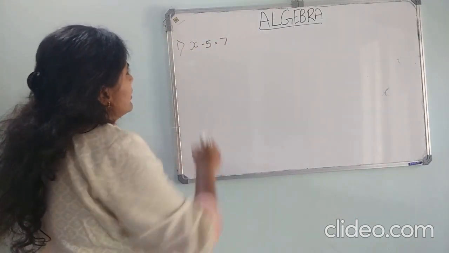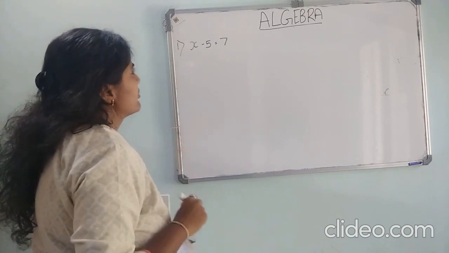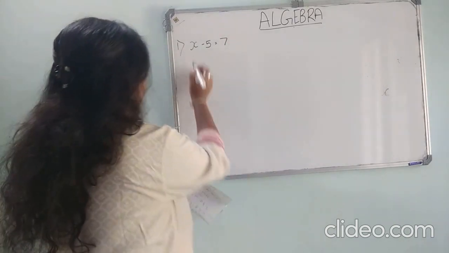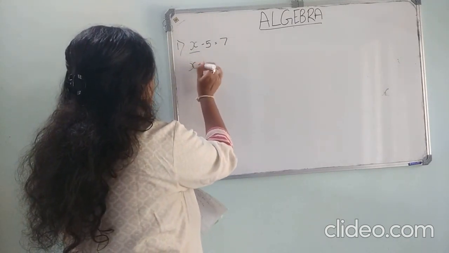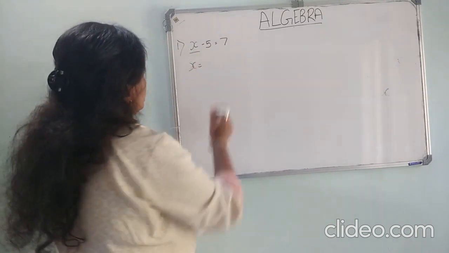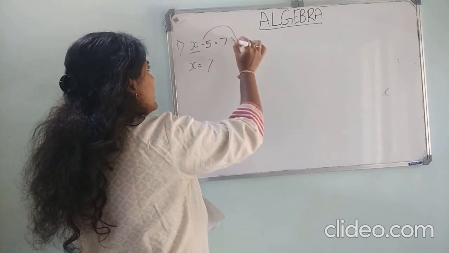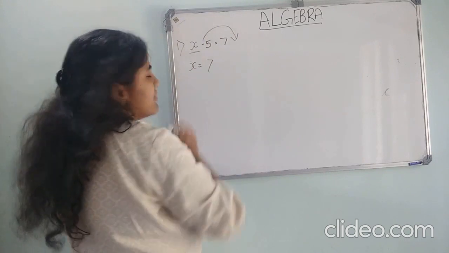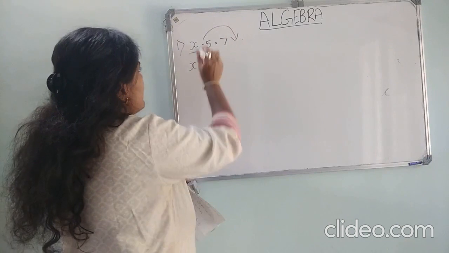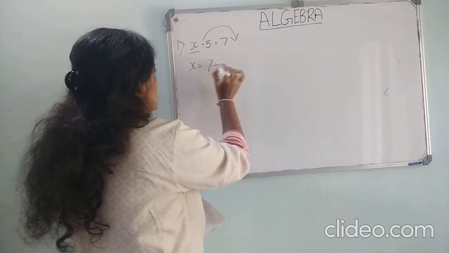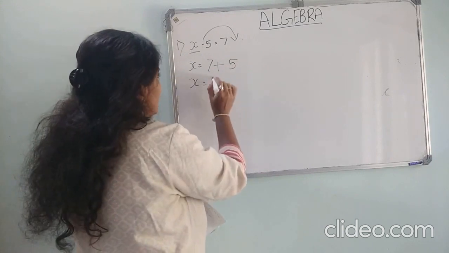Here you have to find the value of x. x minus 5 is equal to 7. This is the unknown number. So, I'll write x as it is, 7 I'll write as it is. This minus 5 I am bringing over here. When I shift this minus 5 to the right side, this minus becomes plus. So plus 5. So x is equal to 7 plus 5, which is 12.